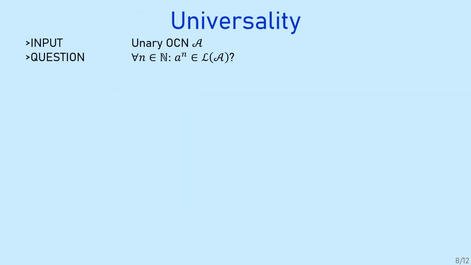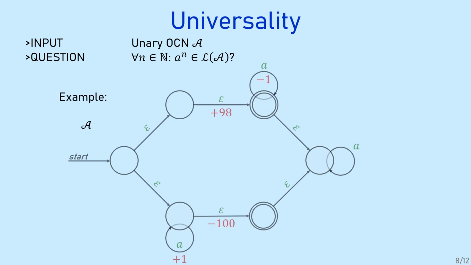Okay, first, universality. Universality takes as input an automaton, in this case a unary one counter net, curly A, and the question is whether the automaton accepts all possible words. In this case, because they're unary, this is all A to the n. And here's an example, right? It's like the previous one, but slightly simplified. We have this top branch where we can gain some counter and then read some A's and take some counter away, and on the bottom branch we can read as many A's as we like and gain some counter in doing so, but then we have to beat this -100 guarding transition in some sense.